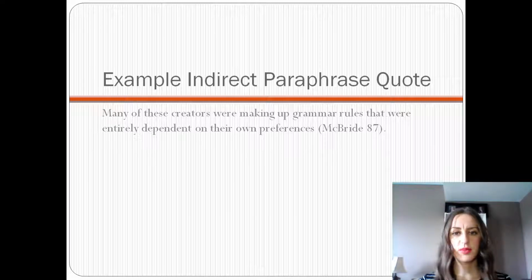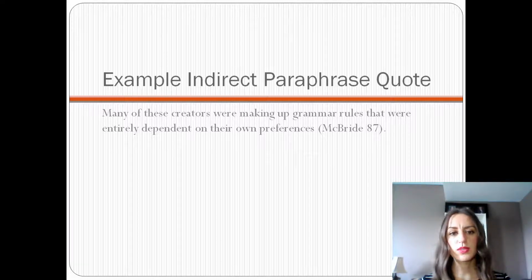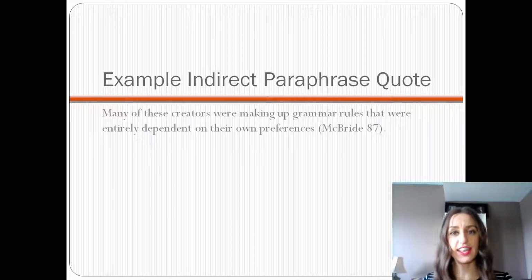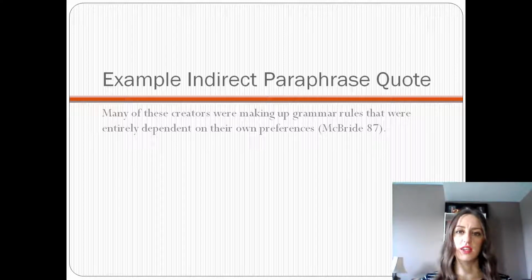Okay, here's an example of a paraphrasing quote, right? Many of these creators were making up grammar rules that were entirely dependent on their own preferences. So nothing in this section or in this sentence has been quoted word for word, but they still were getting this information from a source. So they still cited the source, McBride 87, parenthetical, and then the period, okay? Period will still go on the outside, even of parentheticals in paraphrasing, okay?